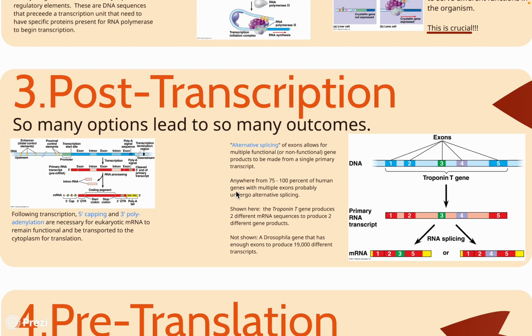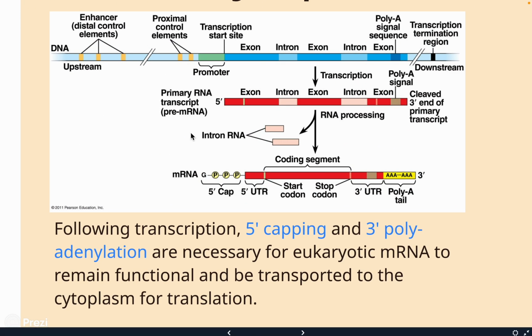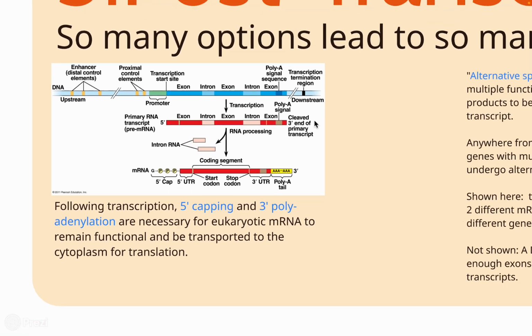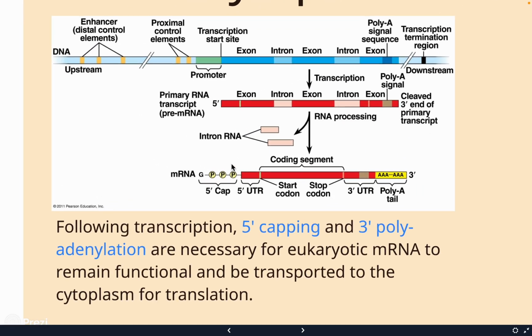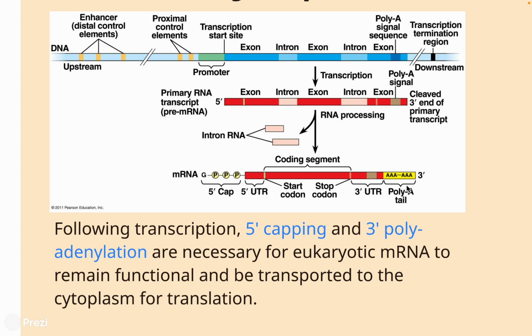Here's post-transcription. So post-transcription we've already talked about a little bit. Remember that after the mRNA is transcribed, it also transcribed the non-coding portions of DNA, the introns right here. So it's going to cut or splice out those introns, and then it's going to glue together the exons. Also notice after it glues together the exons, it adds the cap and the poly A tail, and this is going to ensure that the mRNA remains functional as it's transported through the nucleus and the nuclear envelope pores to the cytoplasm for translation. It just protects the mRNA.